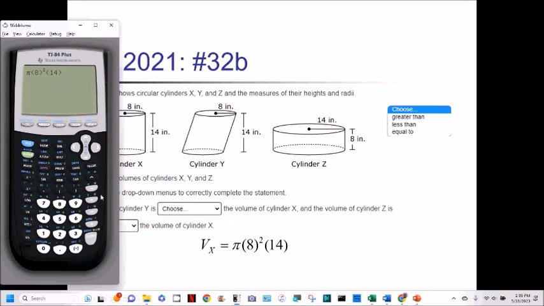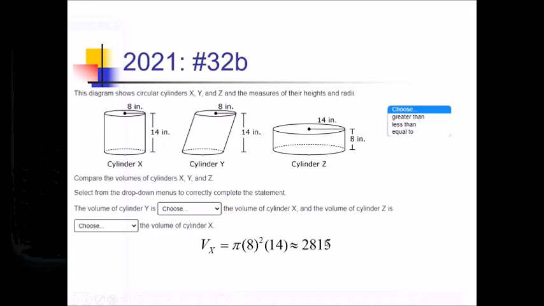Let's press enter on that. Comes out to about 2,814.87, some change. So we'll call this 2815 just to round it off. Now we're going to figure out the volume of cylinder Y.